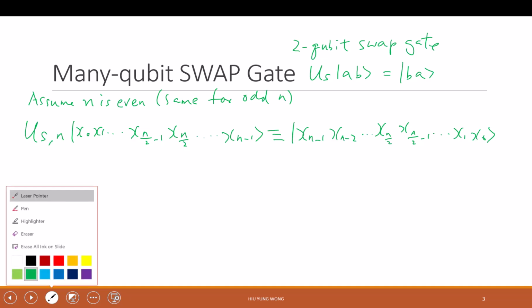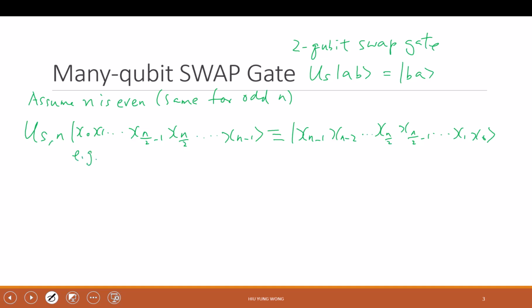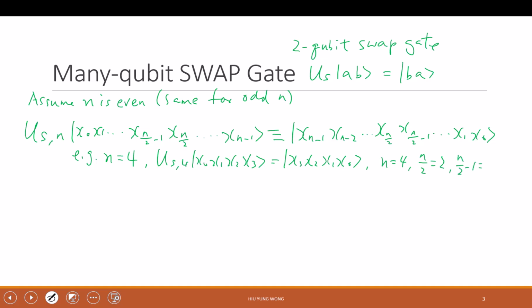Let me give an example. If n equals 4, then what we're talking about is U_swap,4 applied to x0, x1, x2, x3 equals x3, x2, x1, x0, with n equal to 4, n divided by 2 equal to 2, n divided by 2 minus 1 equal to 1. Just some numerical examples. Any questions? Make sense?